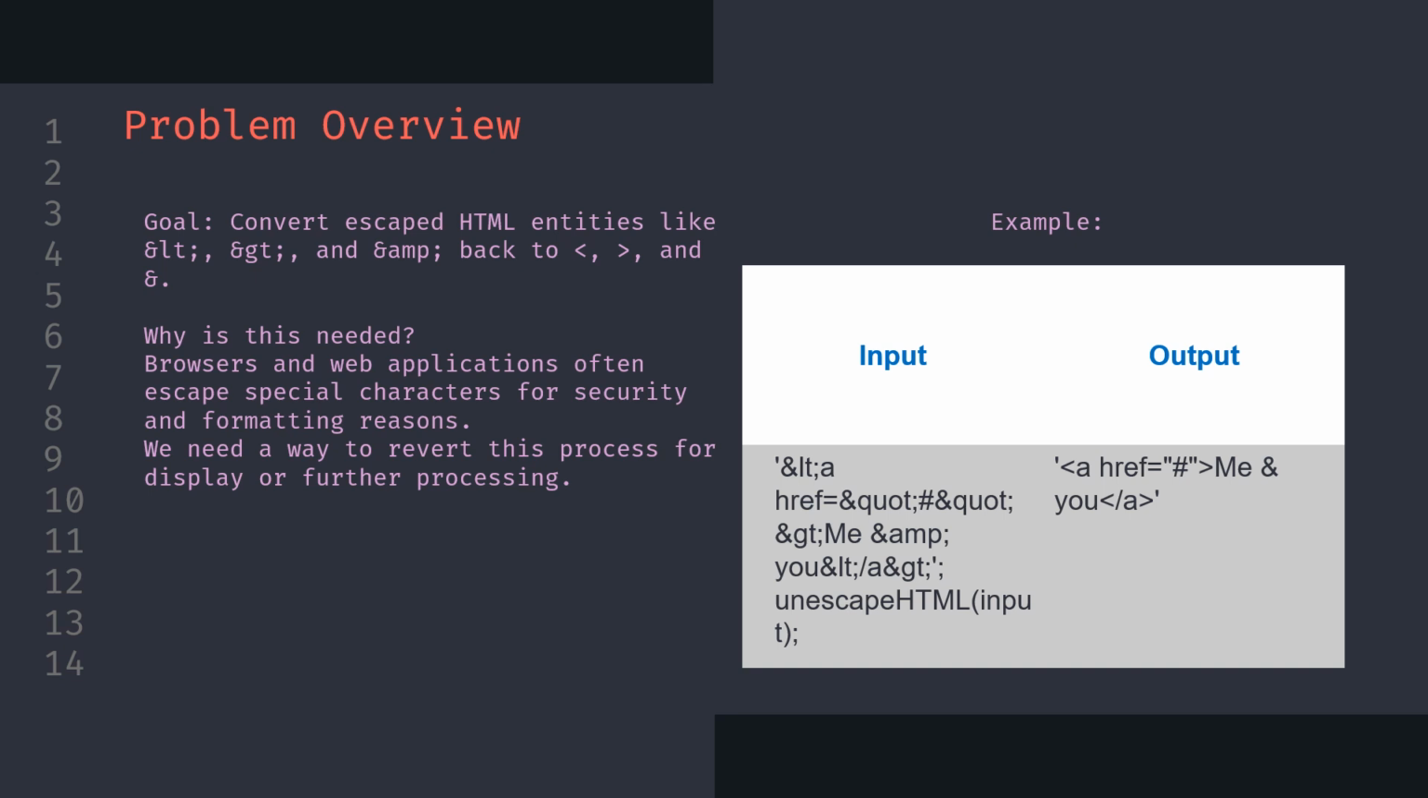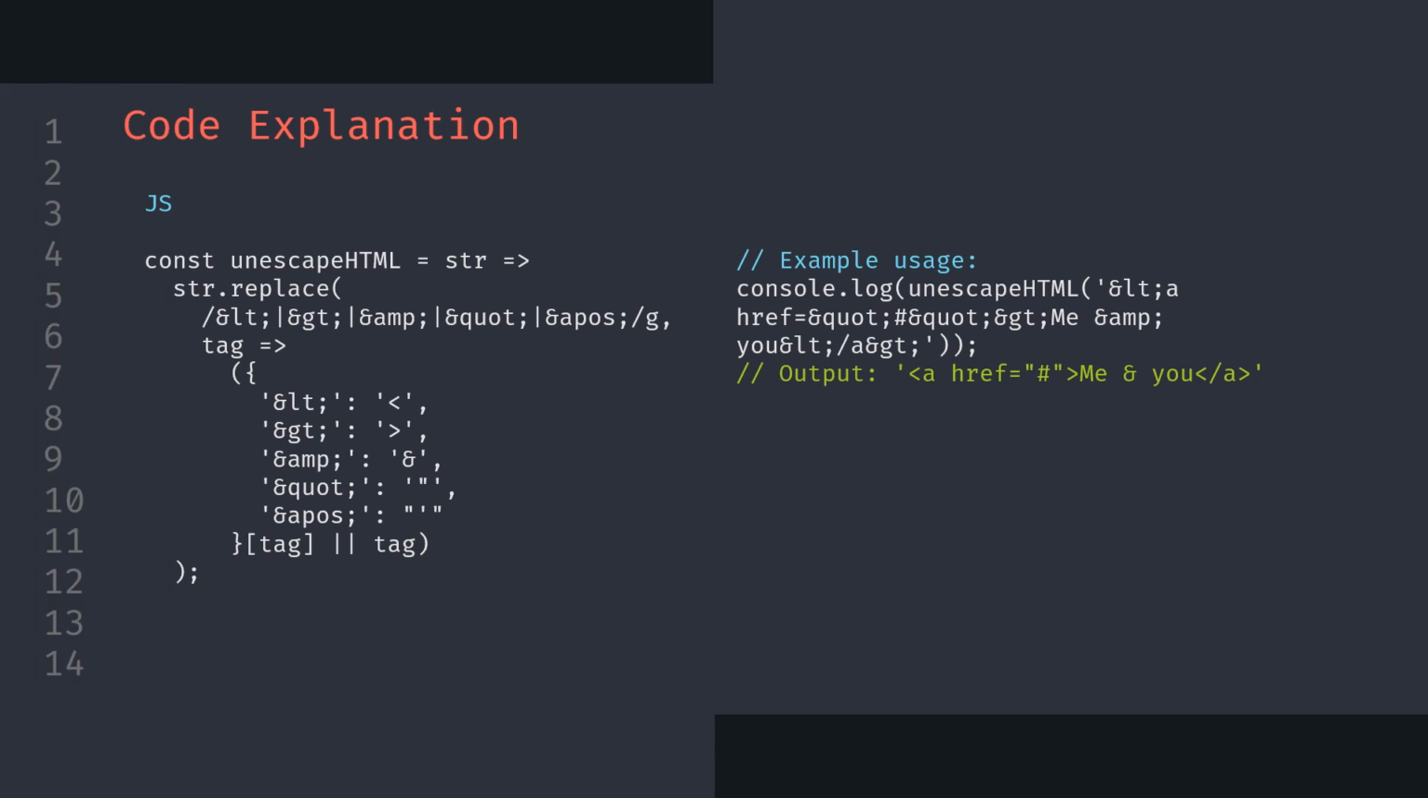Sometimes, HTML entities appear in text content due to encoding or security reasons. Our goal is to revert them to their readable form. This function uses replace with a regular expression to identify escaped characters and replaces them using a lookup dictionary.